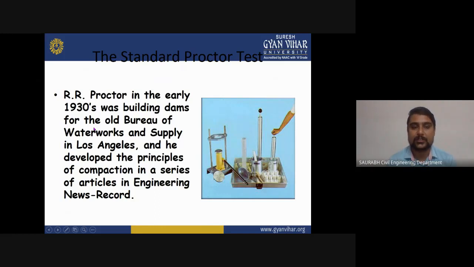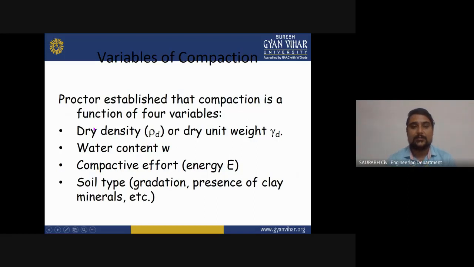First we will see the standard Proctor test and how we conduct it. R.R. Proctor, in the early 1930s, was building a dam for the old Bureau of Water Works and Supply in Los Angeles, and he developed the principle of compaction in a series of articles in Engineering News-Record. The variables of compaction are here also. Proctor established that compaction is a function of four variables, as you can see here.